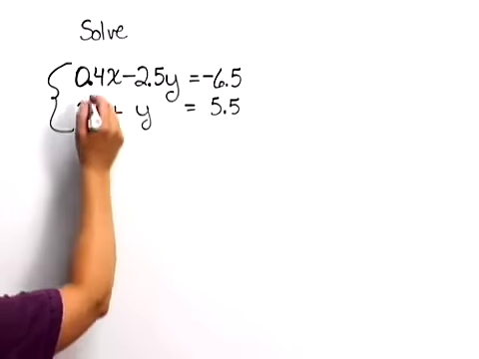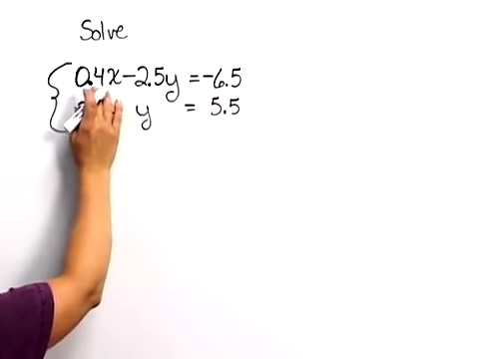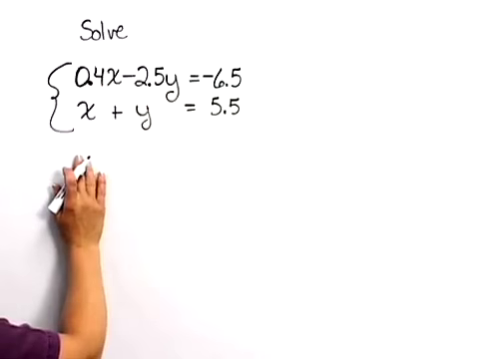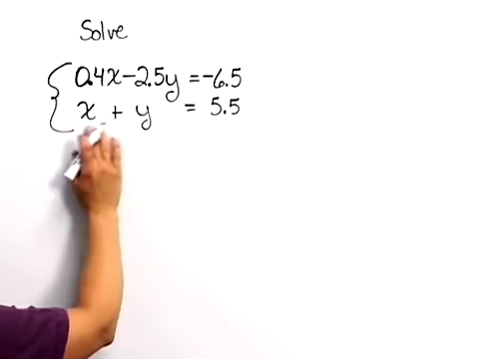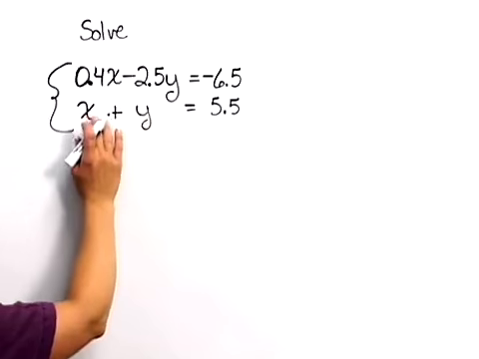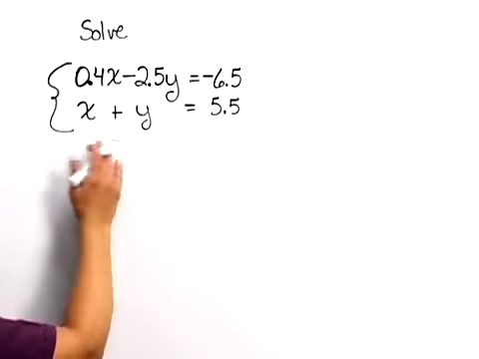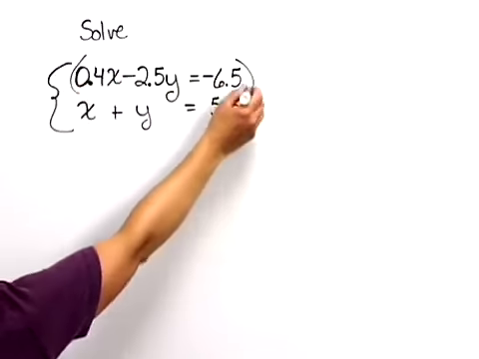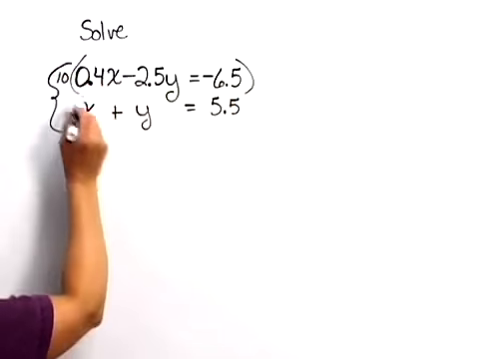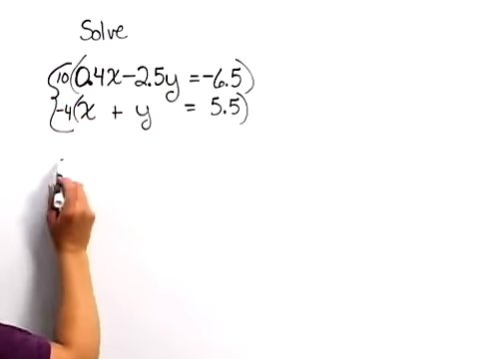To do that, if we multiply this top equation by 10, the x would turn into a 4. If we do that, then we could multiply the bottom equation here by negative 4 to make it so we have a 4x and a negative 4x. That would make it so the x's would eliminate when we add them. So let's go ahead and multiply the top equation by 10 and the bottom one by negative 4.